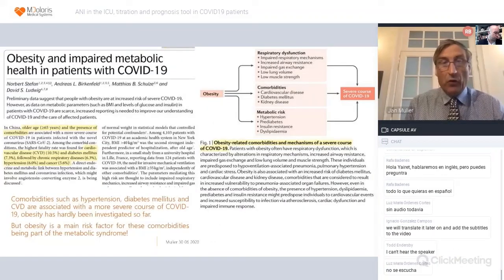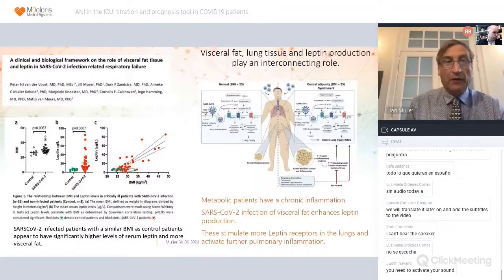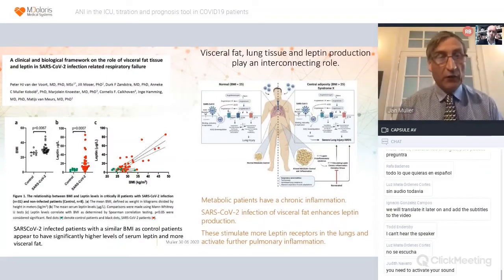Okay, if we look, what happened is that the male patients frequently have a metabolic syndrome, impaired metabolic health. It is just the comorbidities, hypertension, diabetes, and cardiovascular diseases, that are associated with more severe courses of COVID-19 obesity. So obesity itself is not a real problem. It is more the comorbidities, actually the metabolic syndrome. And what are the patients having a metabolic syndrome? Well, the metabolic syndrome is typically there with the patient having a lot of visceral fat.